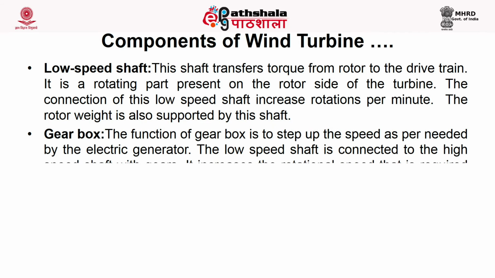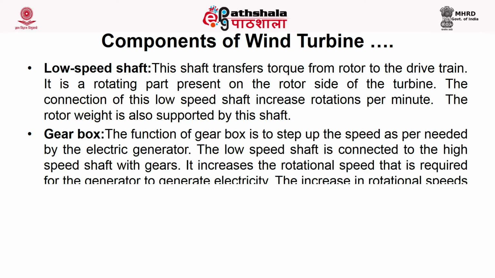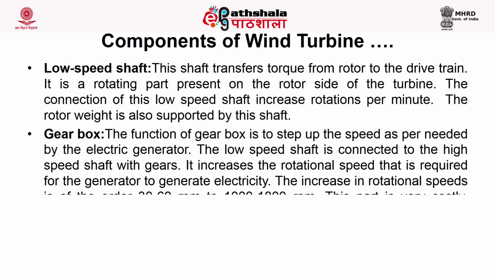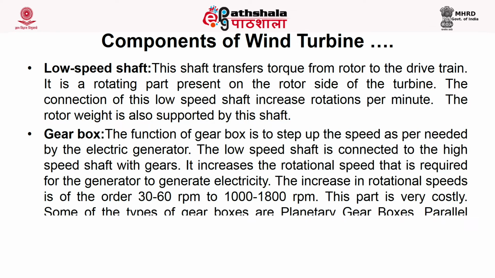Gearbox: the function of the gearbox is to step up the speed as needed by the generator. The low speed shaft is connected to the high speed shaft with the gears. It increases the rotational speed that is required for the generator to generate electricity. The increase in rotational speed is from 30 to 60 rpm to 1000 to 1800 rpm. This gearbox is very costly. Some of the types of gearboxes are planetary gearboxes and parallel shaft gears.